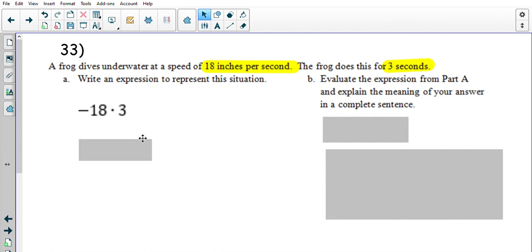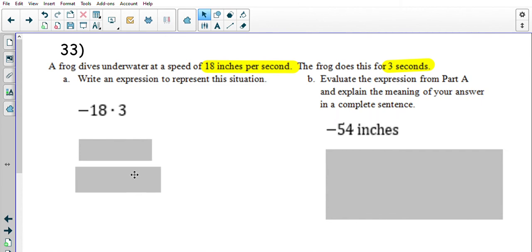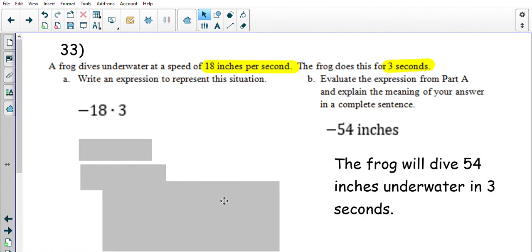Part B, let's evaluate this expression. 18 by 3 is 54. It's negative since one of your numbers is negative. So my solution is negative 54 inches. What does this mean for the frog? Well, it means that the frog will dive 54 inches underwater in 3 seconds, since it's diving 18 inches per second over 3 seconds.